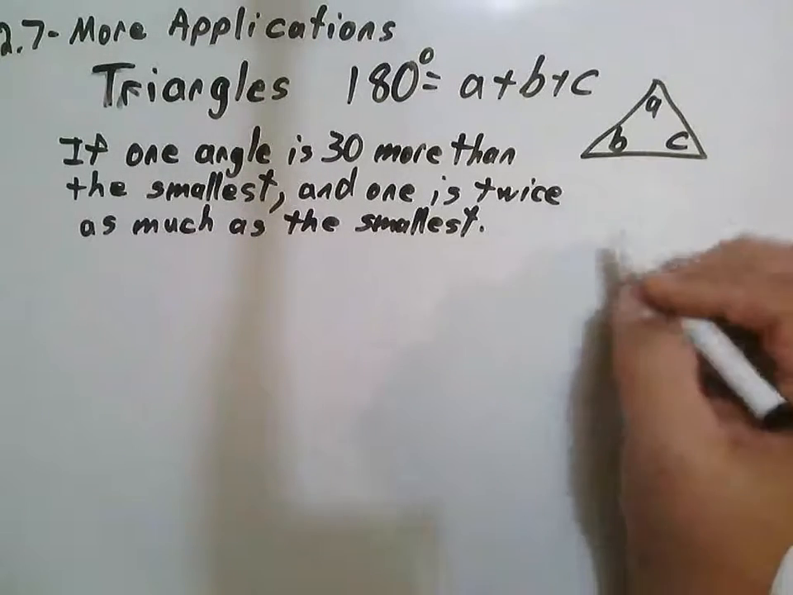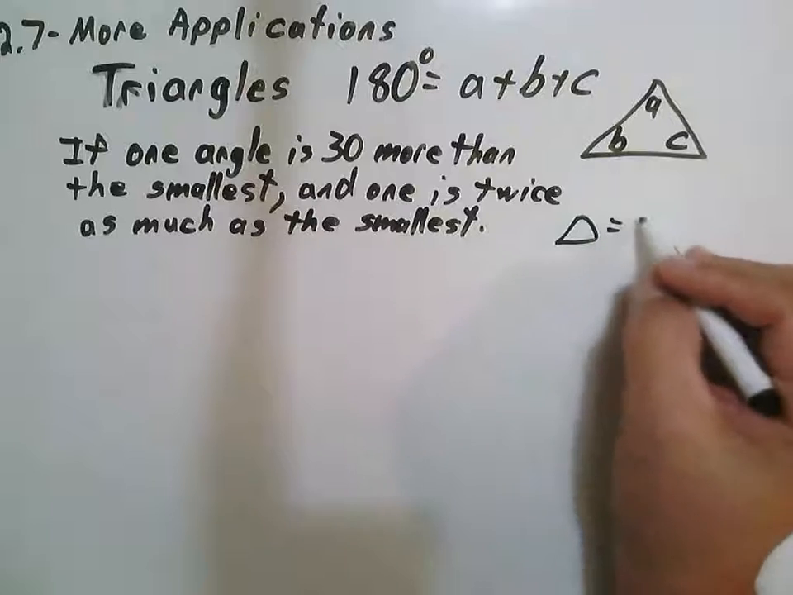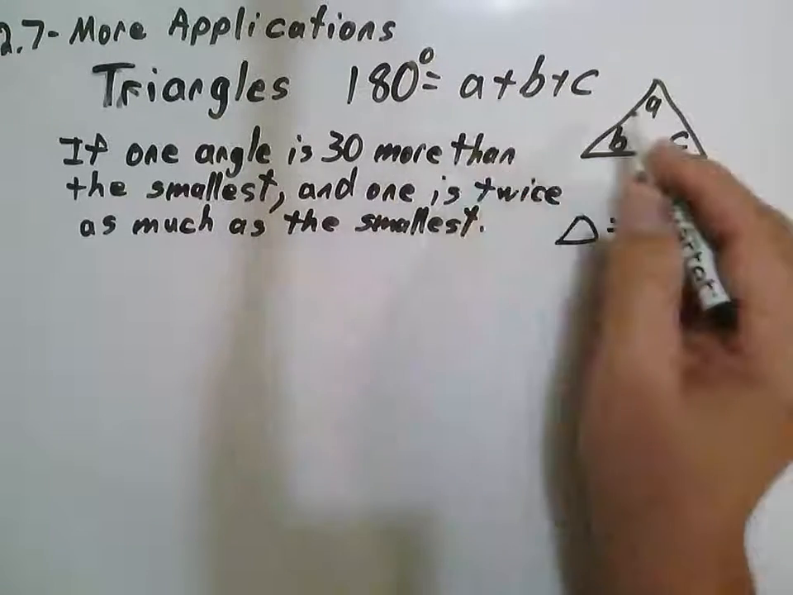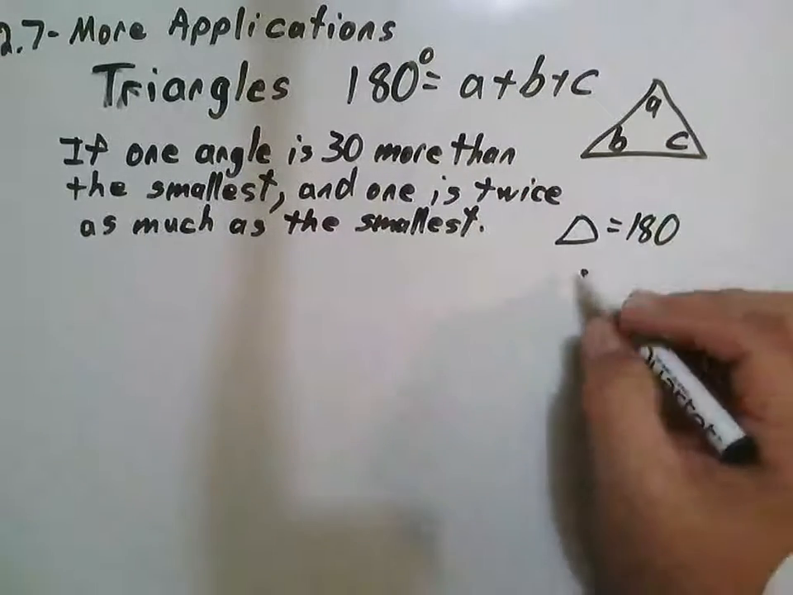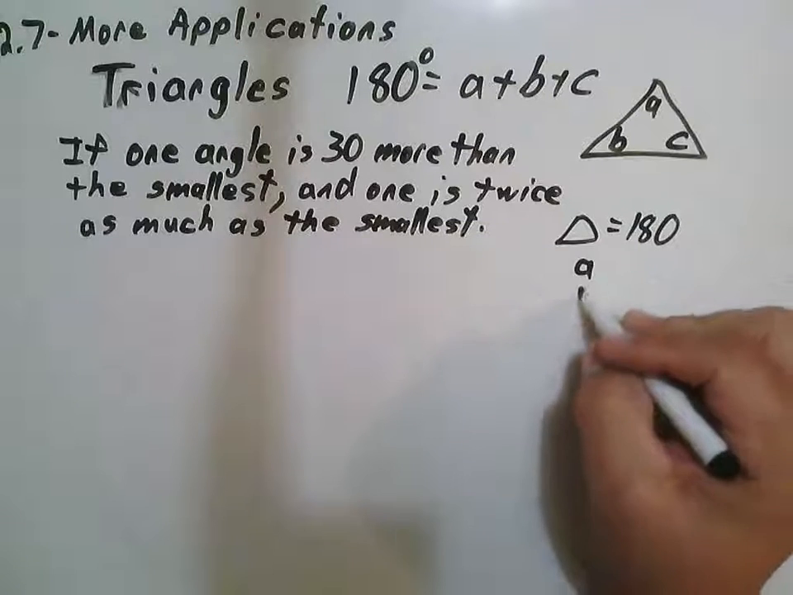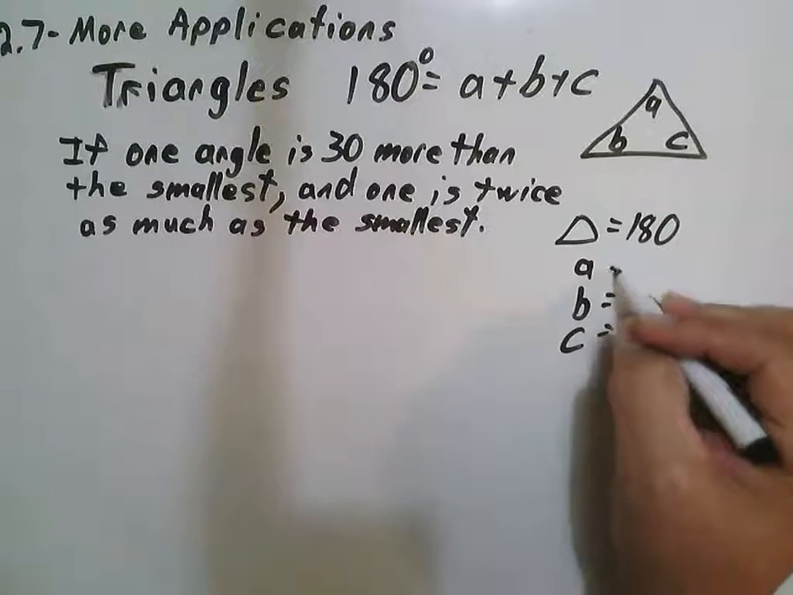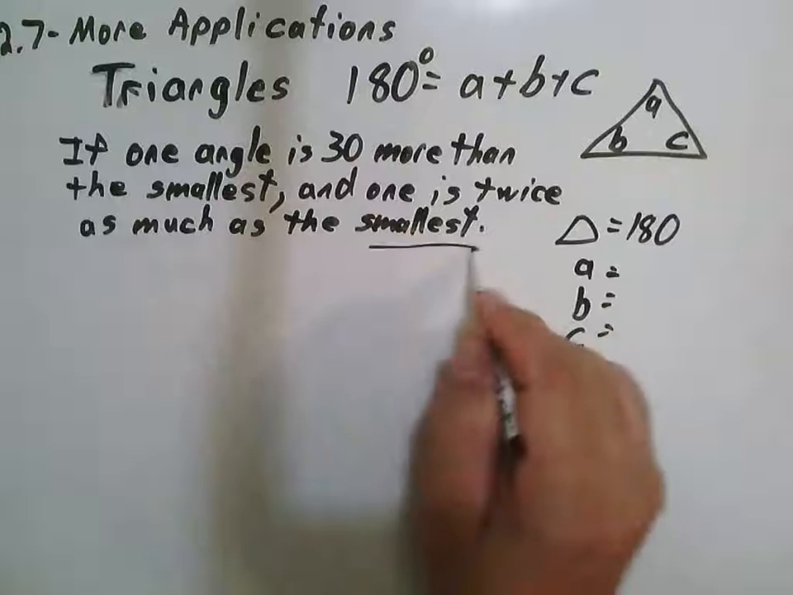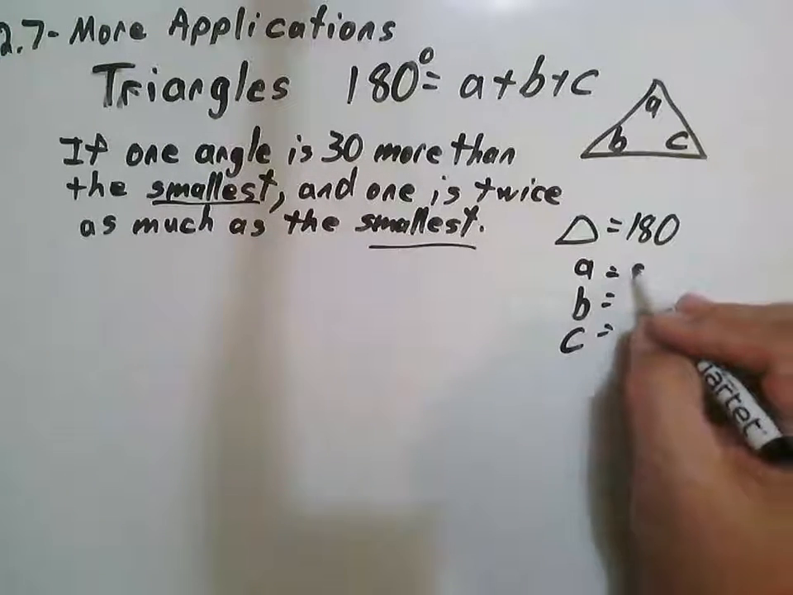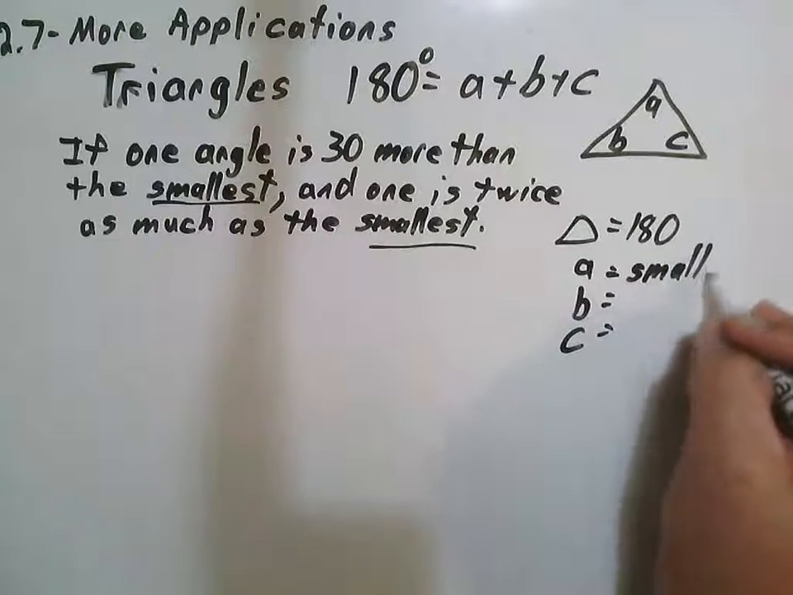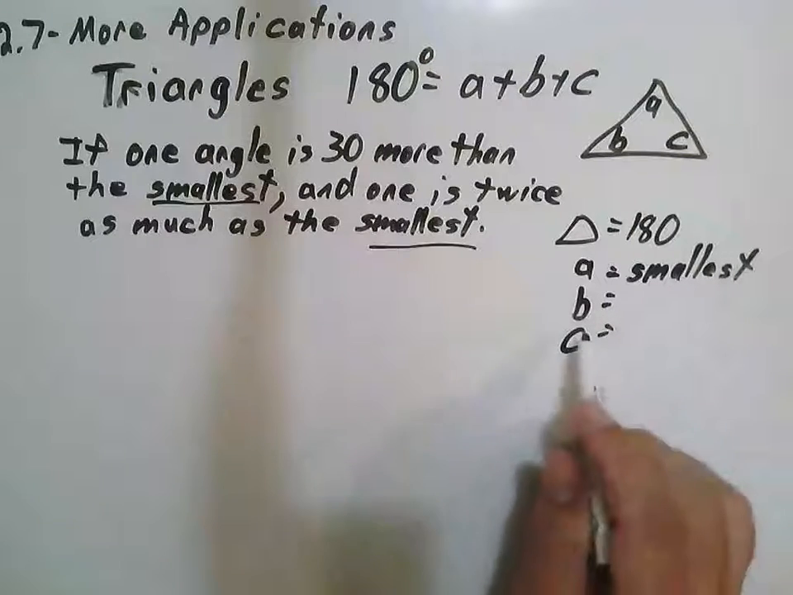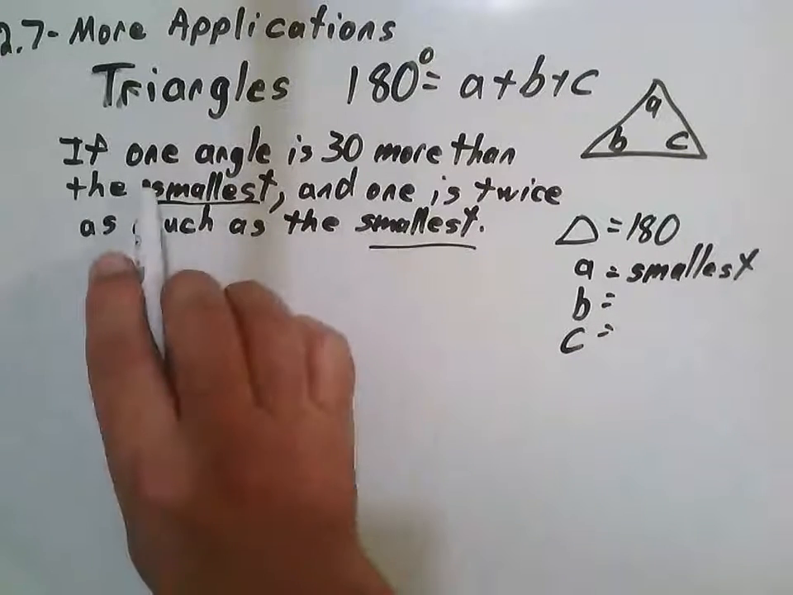So we got to list our knowns. We know for a triangle, we're going to have 180 degrees. We know that this is our formula right here. So anyway, I need to know what my A, my B, and my C are. So automatically, notice it referenced the smallest twice. I'm just going to make that my A, because that's the easiest. B could be either one of these, but I'm going to just use the first one.